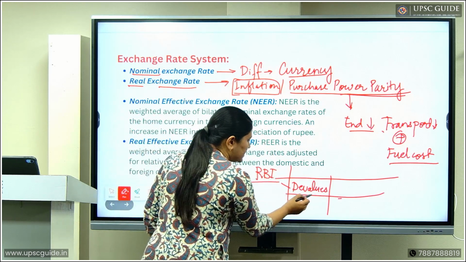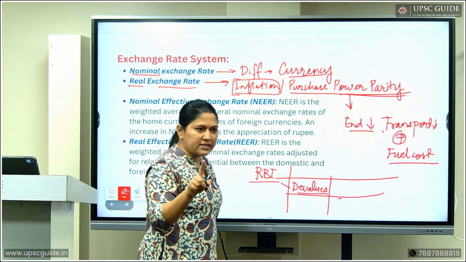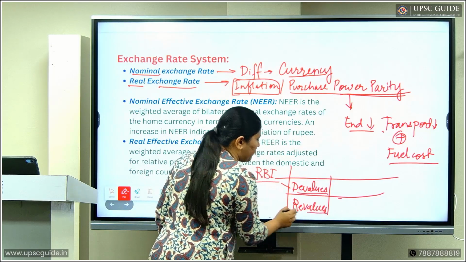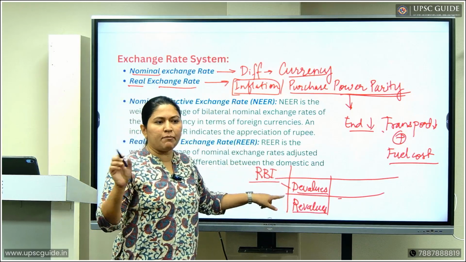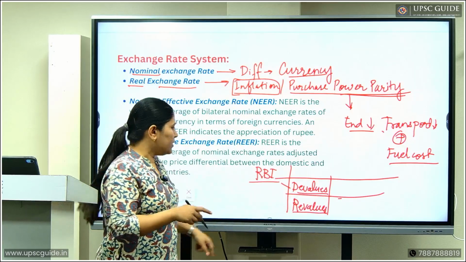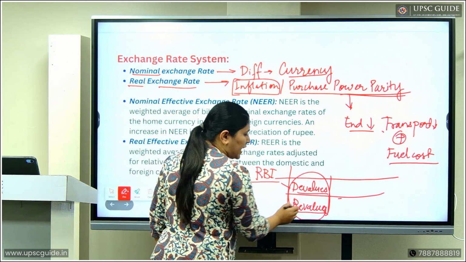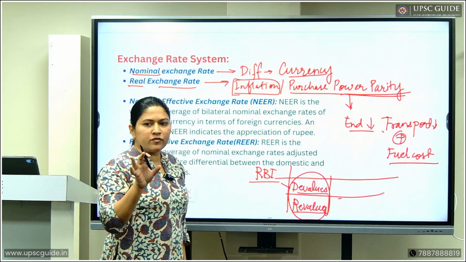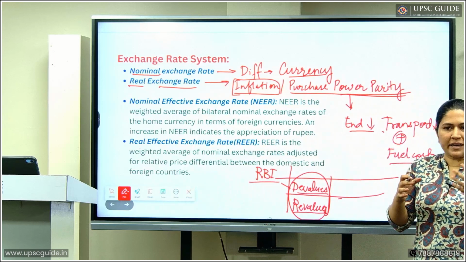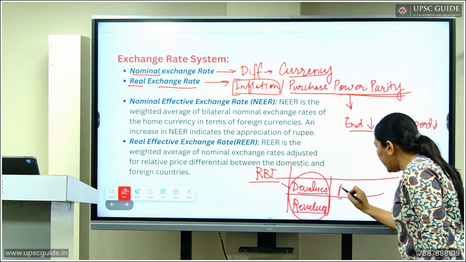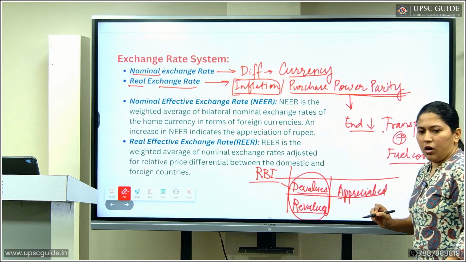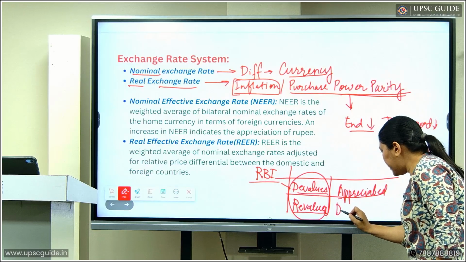Now here the RBI either devalues the currency or revalues the currency depending upon the inflation rate prevalent in the market, in the international market as well as the national market. Beyond that, this is the function of the RBI. Now there are also some natural forces coming from other countries due to market fluctuations. Here either the currency can be appreciated or the currency can be depreciated.